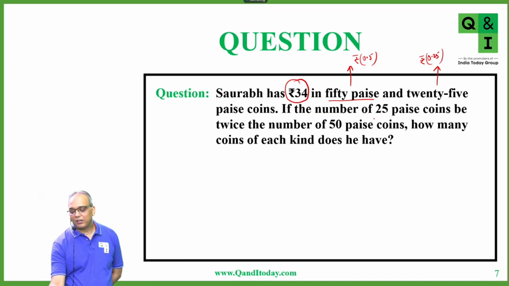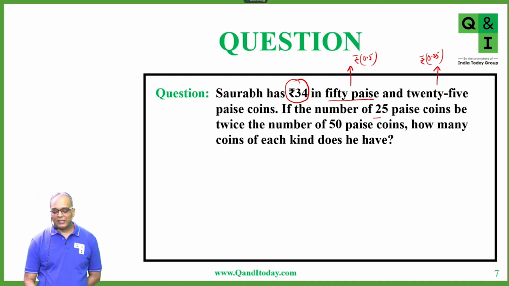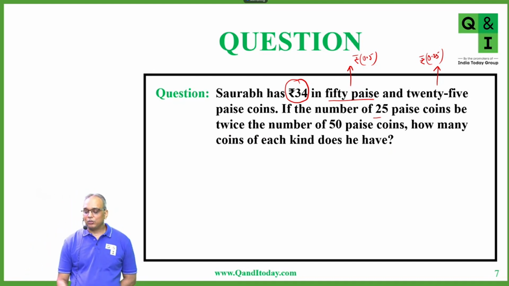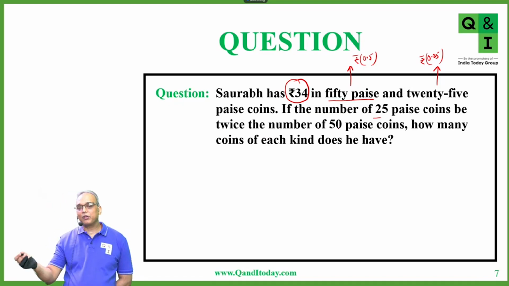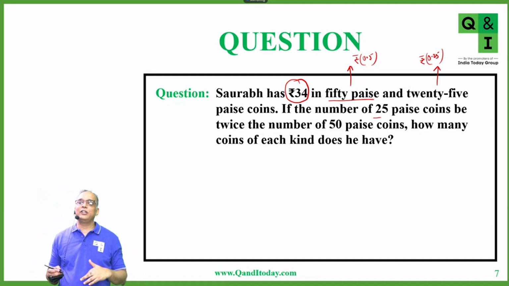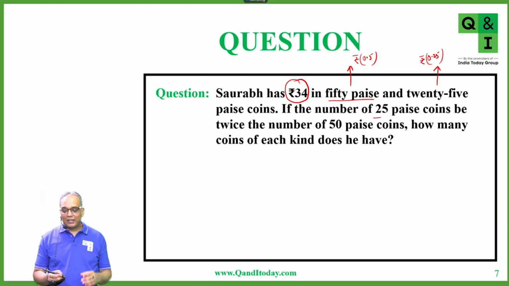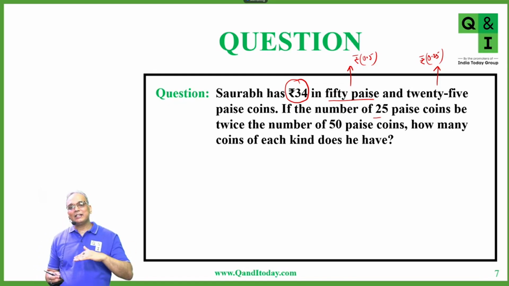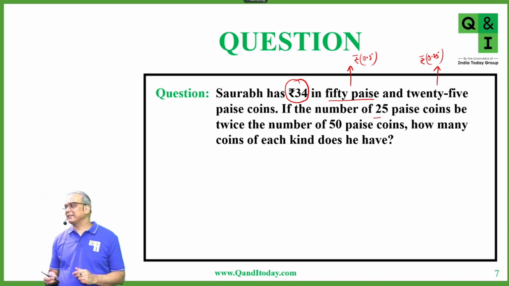If the number of 25 paise coins be twice the number of 50 paise coins, how many coins of each kind does he have? So here you can see the number of 25 paise coins is twice the number of 50 paise coins. So whenever such a relation is there, as it was, numerator was 4 less than denominator, so we took denominator as x. So similarly, 25 paise is twice the number of 50 paise coins. So 50 paise coin, take it as x.